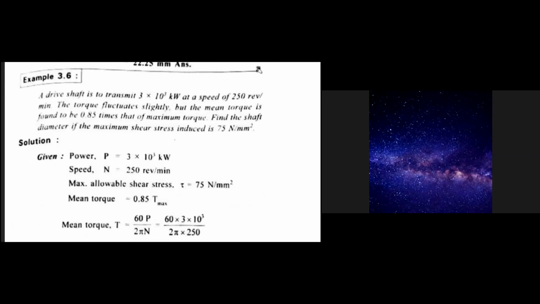Next problem. Okay, mostly we have only problems, so all essay questions will come from problems. A drive shaft is to transmit 3 into 10 cube kilowatts at a speed of 250 revolutions per minute. The torque fluctuates slightly, but the mean torque is found to be 0.85 times that of the maximum torque. Here the relation between mean and maximum torque is given. Find the shaft diameter if the maximum shear stress induced is 75 Newton per mm square.